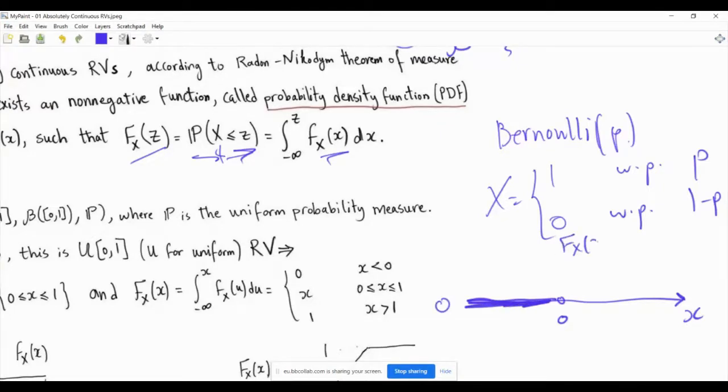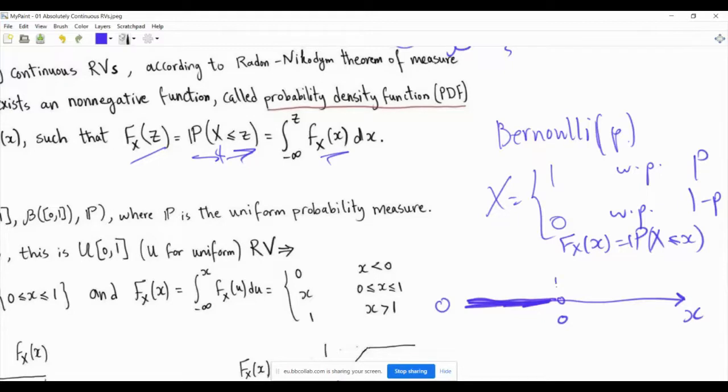So this is F_X(x), which is the probability that big X is less than or equal to small x. If we choose for small x a negative number, then this random variable is non-negative, and so the probability that it is less than or equal to some negative number is exactly equal to 0. Now, what if small x is exactly equal to 0? So we're asking, what is the probability that big X is 0 or less? Well, it is equal to 0 with probability 1 minus P.